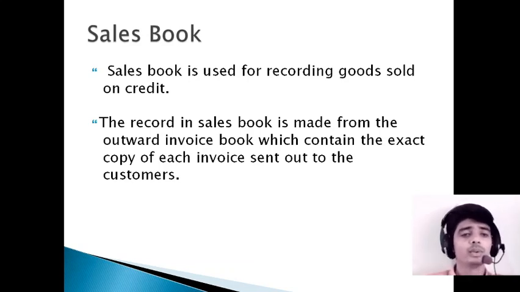So it is very easy to compare how much is outstanding on the credit sale. The outward invoice book entry will contain the exact copy of the invoice, which is attached and sent out to the customers. Hope you guys are clear with the sales book. In the sales book, we are going to record only and only credit sale, and in the purchase book, only and only credit purchase we are going to record. Hope you guys are clear with the sales book and purchase book.